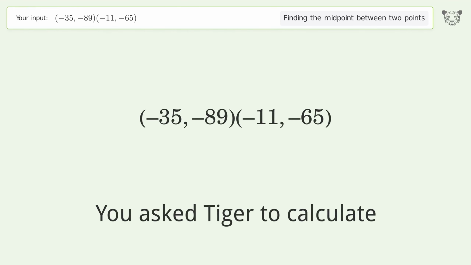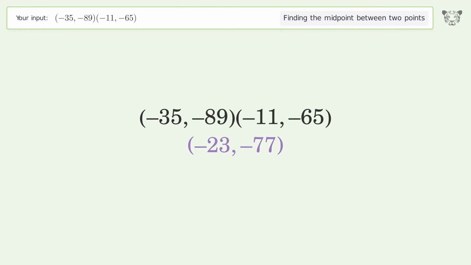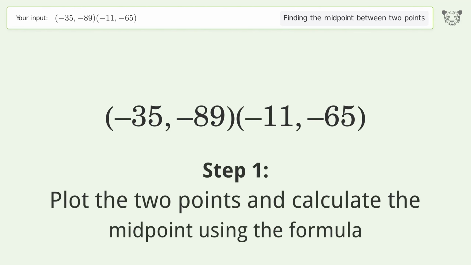You ask Tiger to calculate. This deals with finding the midpoint between 2 points. The midpoint between the 2 points is -23, -77. Let's solve it step by step. Plot the 2 points and calculate the midpoint using the formula.